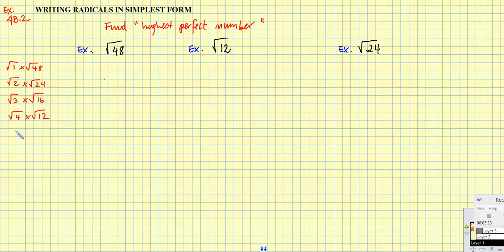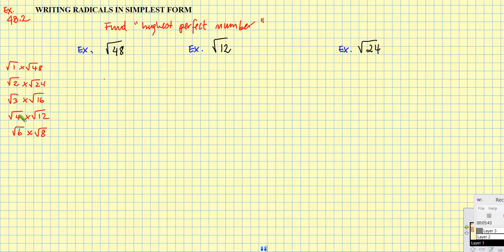And then root 5 doesn't. Root 6 times root 8 would also work. And I think that pretty much covers all the possibilities. Now our goal is to find the highest perfect square in these different factors or combinations of factors.